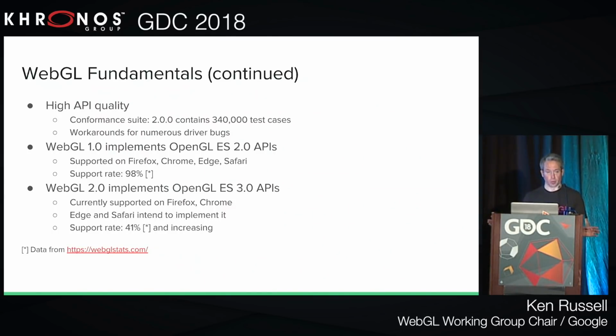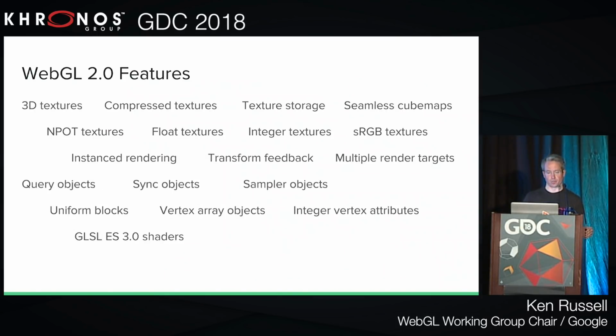WebGL version 2 implements the ES3 API set. Currently, Firefox and Chrome support it. Edge and Safari intend to support it, and we are working with them to be able to do so. And the support rate, thanks to Florian Bösch's WebGLstats.com website, is about 41% and increasing.